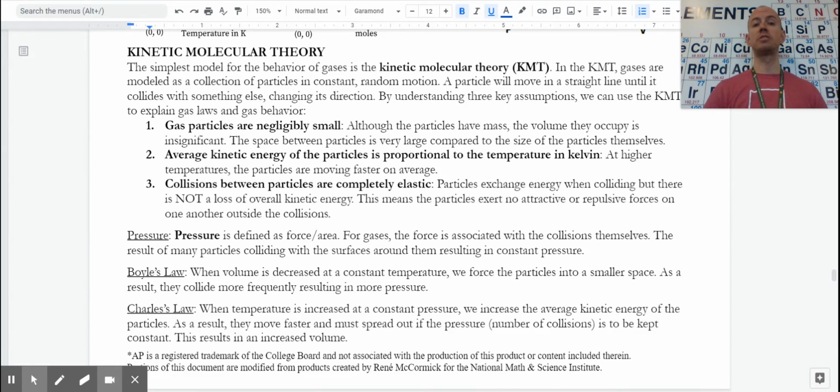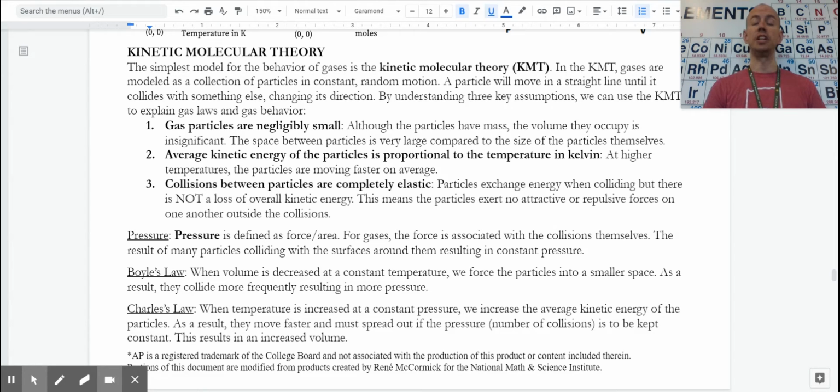The space between the particles is very large. So when we're doing calculations and thinking about volume, it's always the volume of the container, not accounting for any volume that the particles themselves may take. That's very different than how we treat liquids and solids. They have a defined volume that we can think about and relate to their density and some of their other properties. The average kinetic energy of the particles is proportional to the temperature in kelvins.